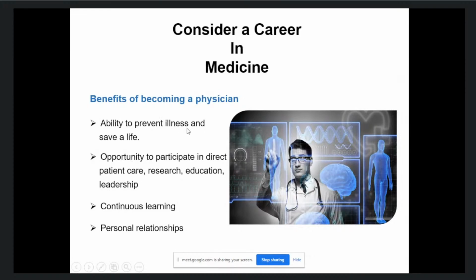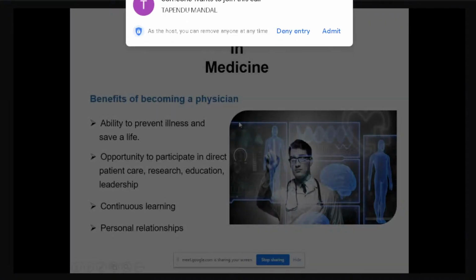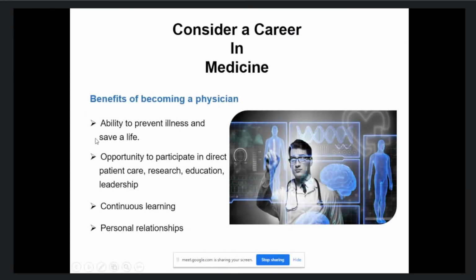Every career has its own benefit, because after all you have gained the skill, right? There will be the benefit of how you can save a life by being a physician, how you can add meaning to life, treat patients, do research, education. There will be continuous learning, because every time a new patient comes, since cancer is a heterogeneous disease, there will be different kinds of cases.